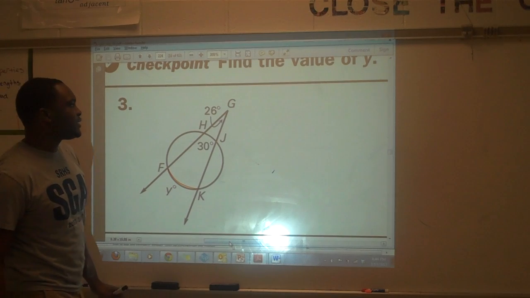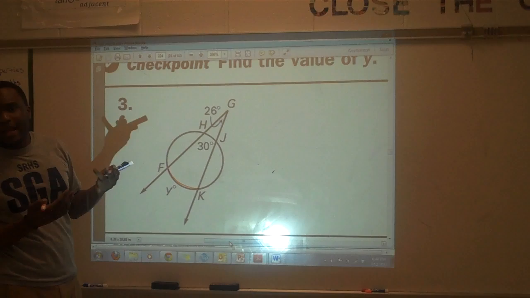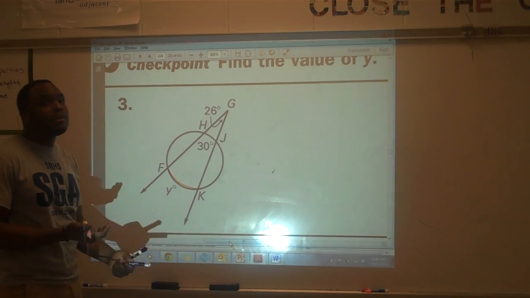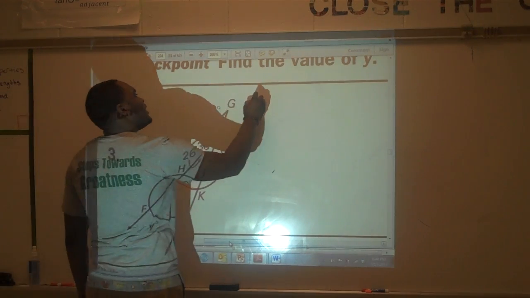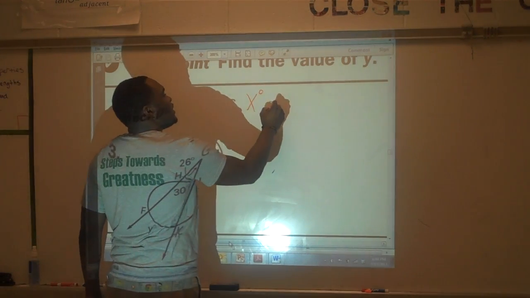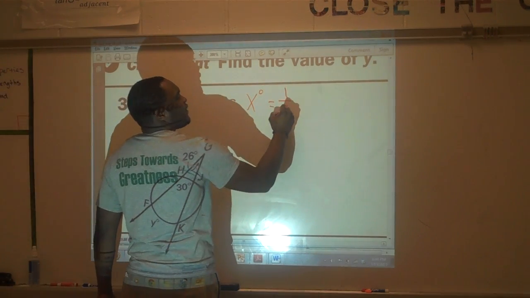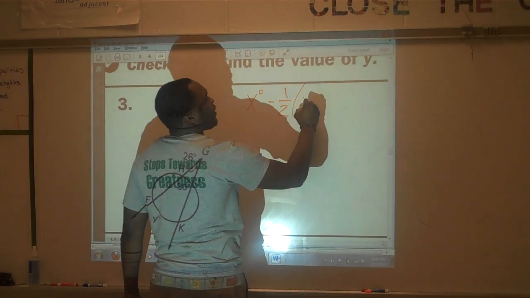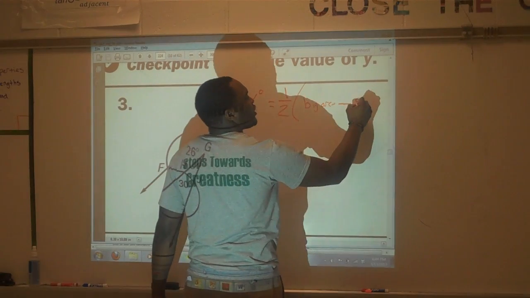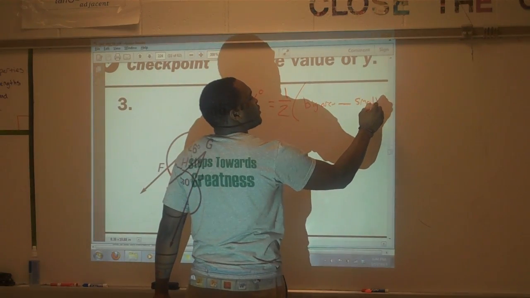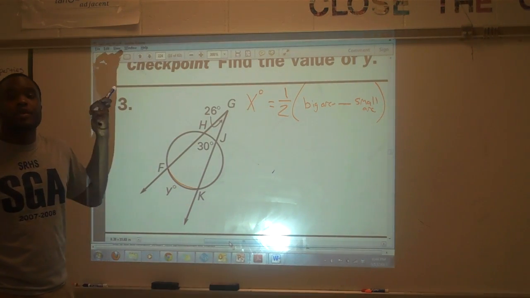So usually what happens is I subtract the smaller arc from the bigger one and I multiply by 1/2 and I get the missing angle. So we can come up with an equation so we can solve for x. Usually it's x degrees, that's the angle that we're looking for. x would equal 1/2 times the big arc minus the small arc. That's usually how we find x. So now we have an equation that we can substitute into.